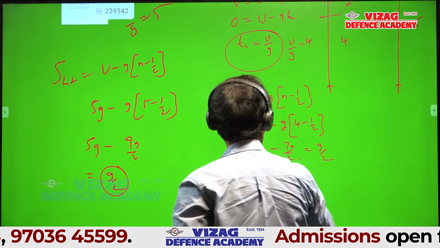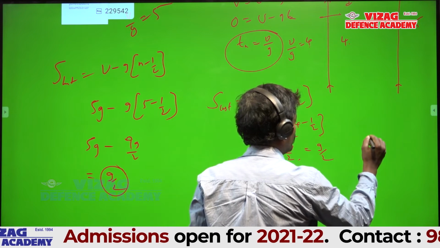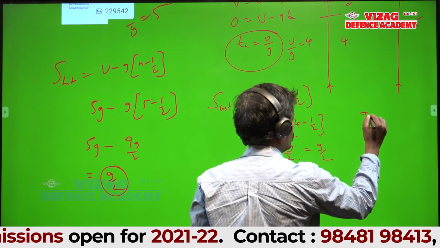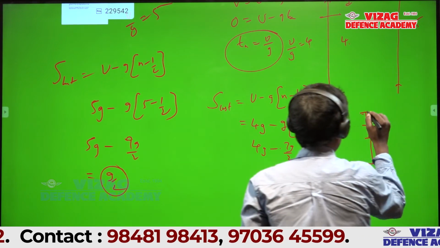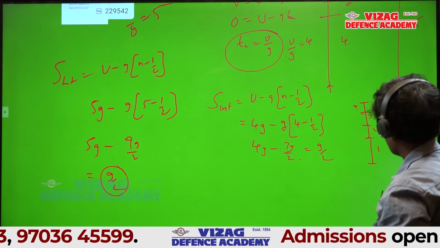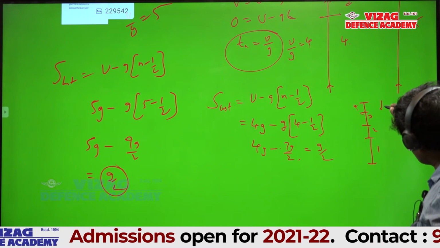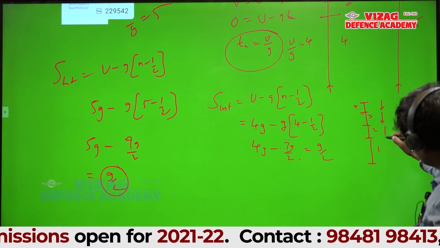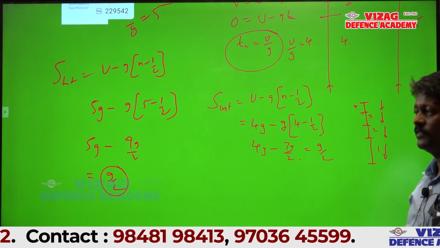Again, I am repeating. See, 1, 2, 3. Suppose the third second is the last second. This one will take 4. The fourth second is the last second while going up. While coming down, that is the first, second, third, 4. 4 plus 4, 8 seconds total.